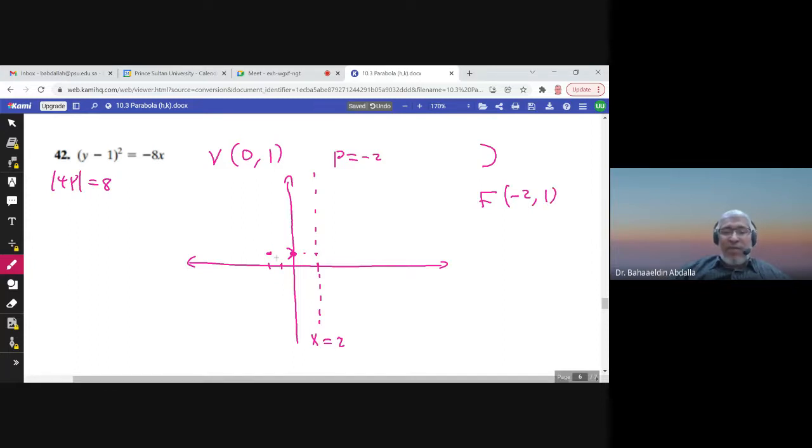The latus rectum is 8, 4 units down, 4 units up. This is the latus rectum. These are the endpoints. Connect the points and sketch the graph of the parabola.